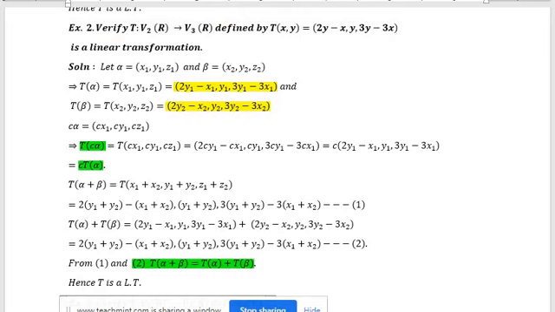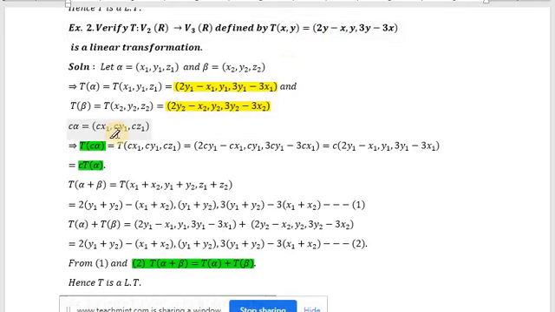T of alpha, that is (x1, y1, z1), if we write in terms of (2y minus x, y, 3y minus 3x), we get (2y1 minus x1, y1, 3y1 minus 3x1). So this is the transformation of alpha. Similarly, T of beta is equal to T of (x2, y2, z2), that will be equal to (2y2 minus x2, y2, 3y2 minus 3x2). So this value depends upon the transformation given.